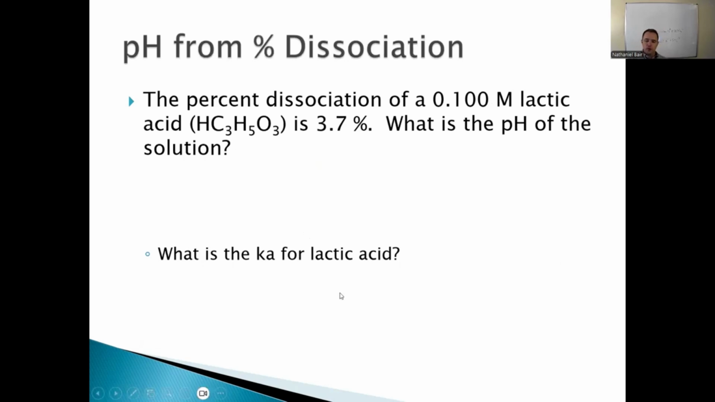Okay, but first, why don't you give me the pH of lactic acid if a 0.1 molar lactic acid solution has a 3.7% dissociation or ionization? What would the pH of that solution be? Think your way through it. If you get stuck, write the formula for percent ionization. Try to see what you have, what you don't have. You can figure this out. You got this, folks.